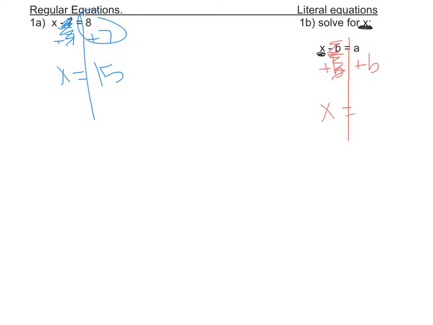Bring down our equals. On this right side, we can't simplify these. These are different variables, so we're just going to carry them both down. We had an a, and we're adding b to it. Go back to our directions. The directions were to solve for x. The x is by itself, so this would be our answer: x equals a plus b.